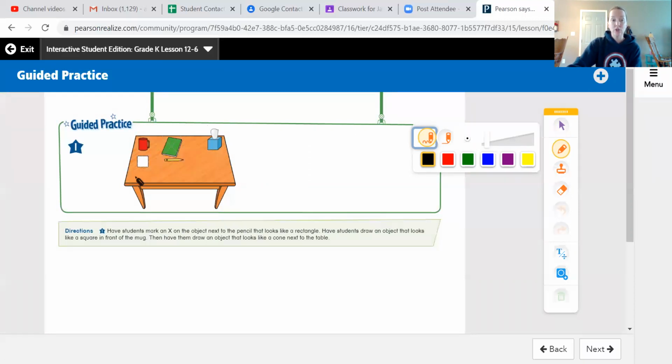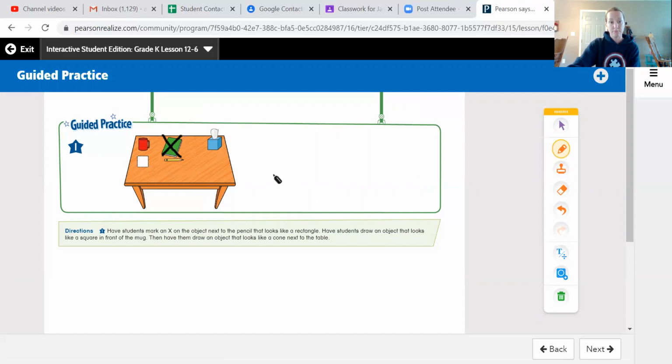So if you are not sure which shape is the rectangle, the clue they gave you is it's next to the pencil. Here's the pencil, so this must be the rectangle. Remember, a rectangle has 4 sides and 4 vertices, and the opposite sides are the same length.